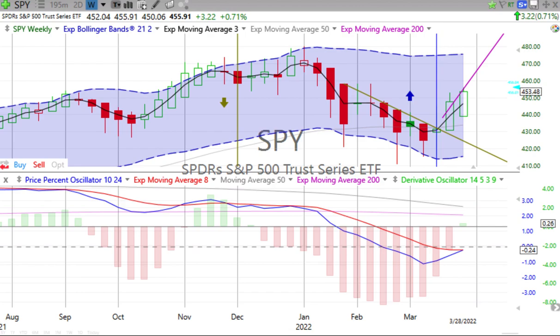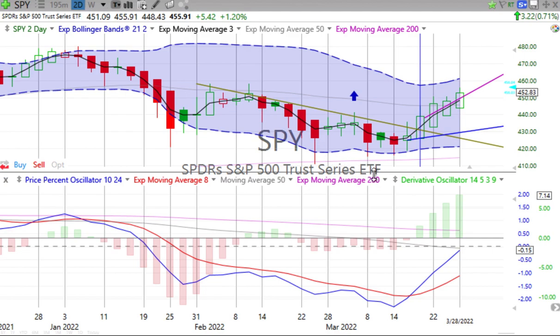Let's jump into our first chart, as we almost always do, the S&P 500 as depicted by the exchange traded fund SPY. What do we see happening? Green up candle forming, higher high, price percent oscillator getting close to crossing over. We won't call that until the end of the week. Derivative oscillator heading up too. What's up with the 2-day? Well, it portended this up move.